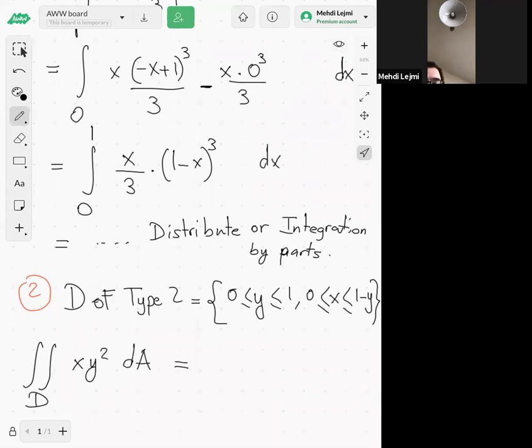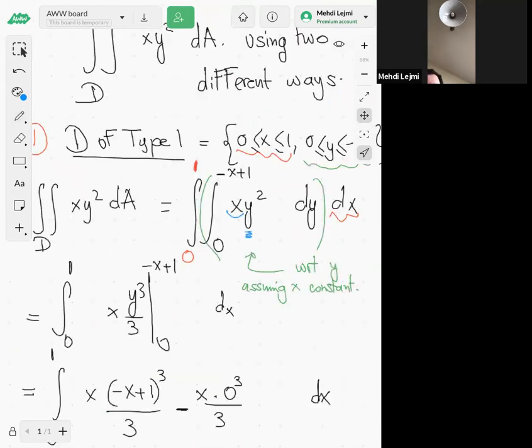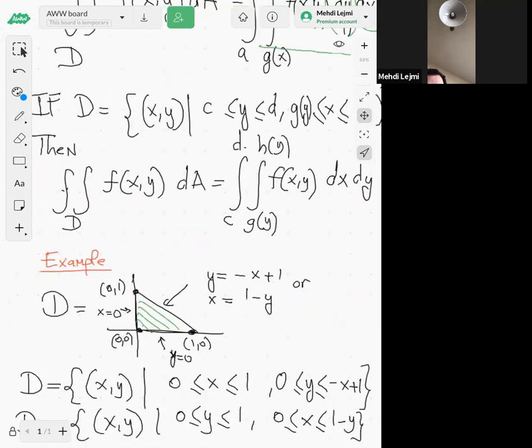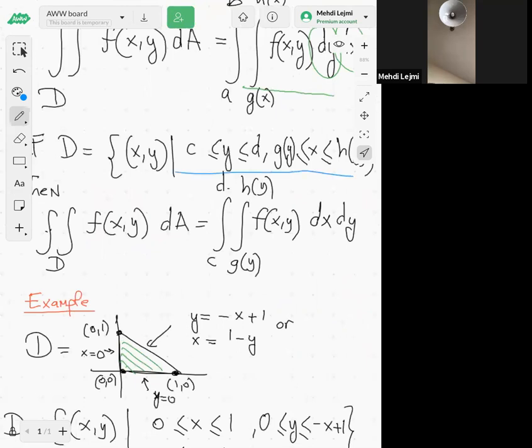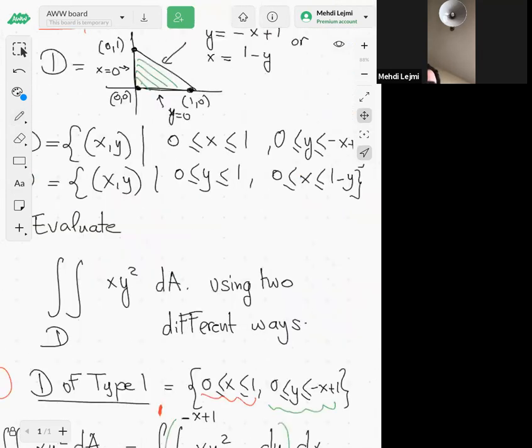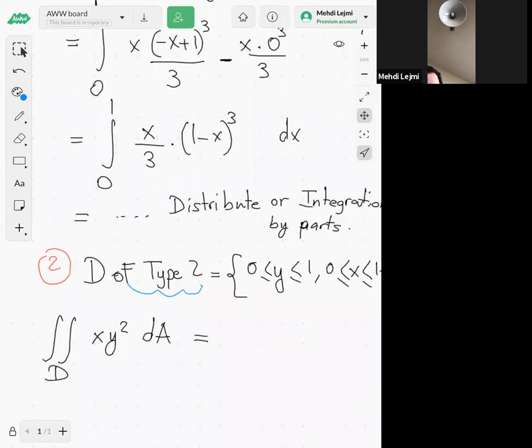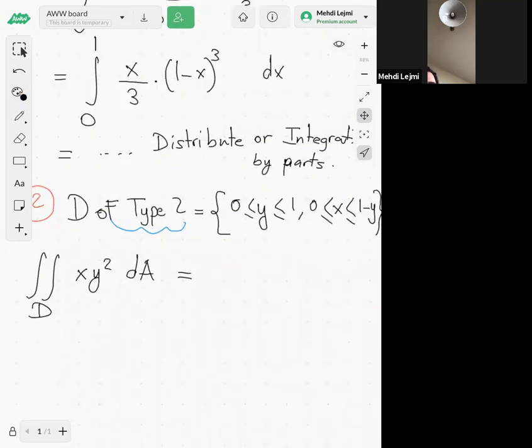When we have a type 2, first you integrate with respect to x. You see, this is a type 2 elementary region. So first we integrate with respect to x, and then we integrate with respect to y. So here we're going to have xy squared, first with respect to x, and then with respect to y.